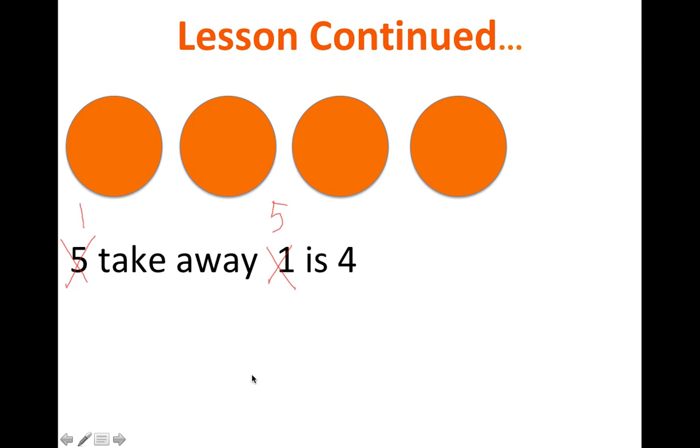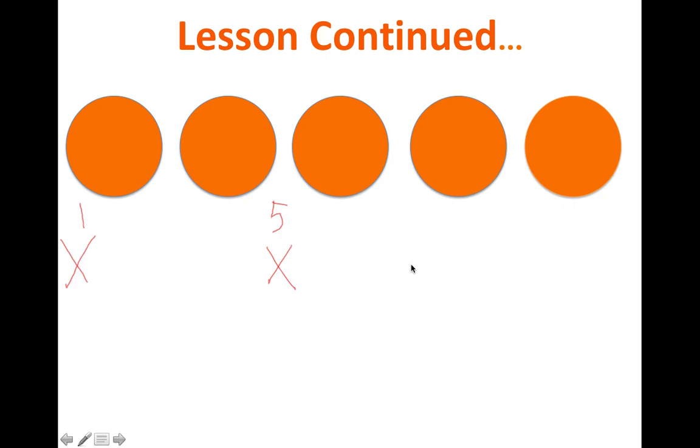So now, let's see to make sure it's really 4. 1, 2, 3, 4. So yeah, 1 take away 5 is 4. Now we bring the 5 back, right? We start again. So now please put all of your materials together again to make sure you have 5, right? And this time, since last time we took out 1, we're going to take out 2.